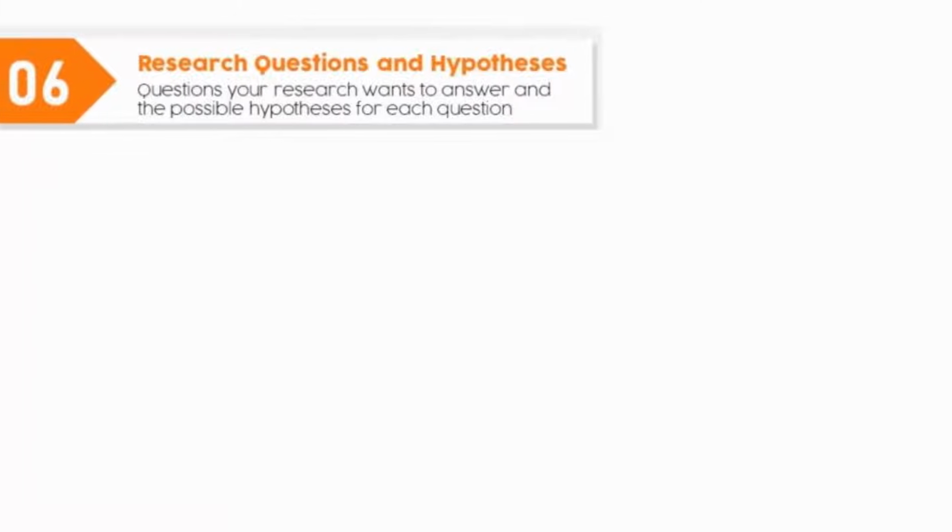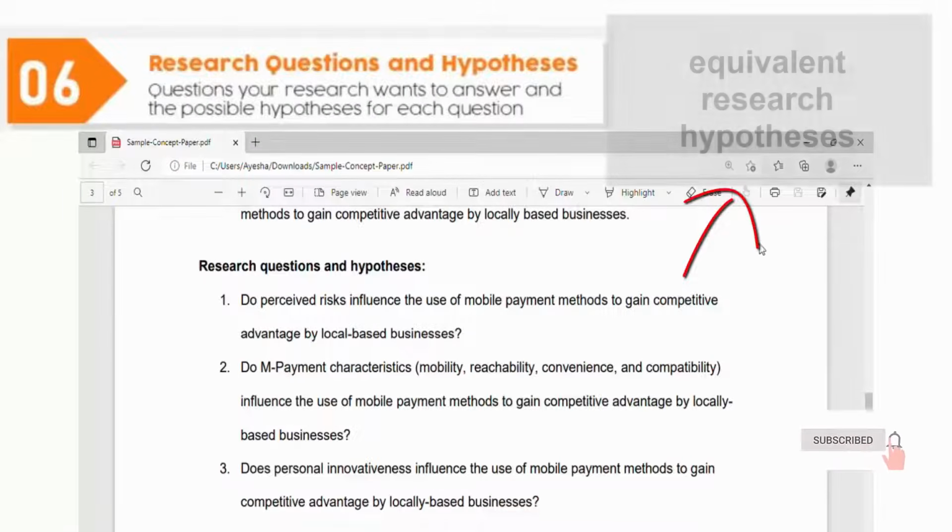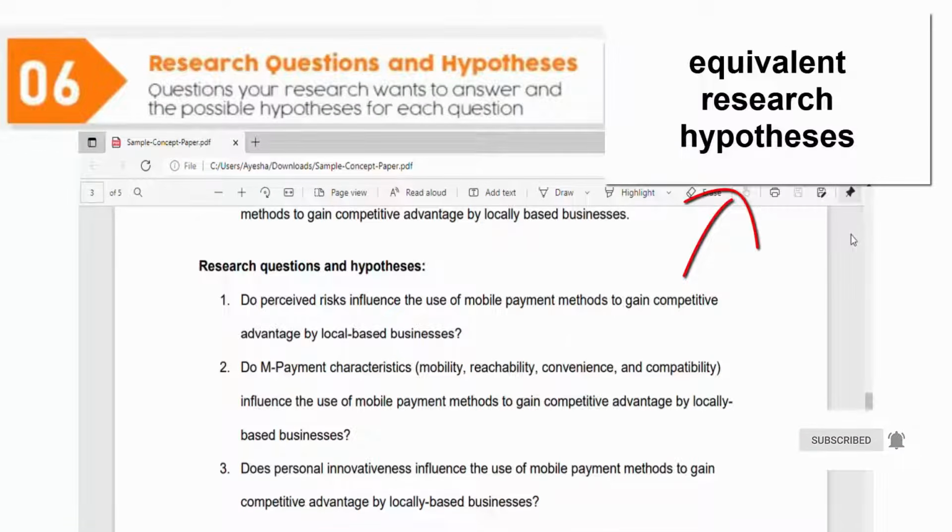6. Research questions and hypotheses. Gather the research questions and equivalent research hypotheses you formulated in the earlier step and list them down in this section.